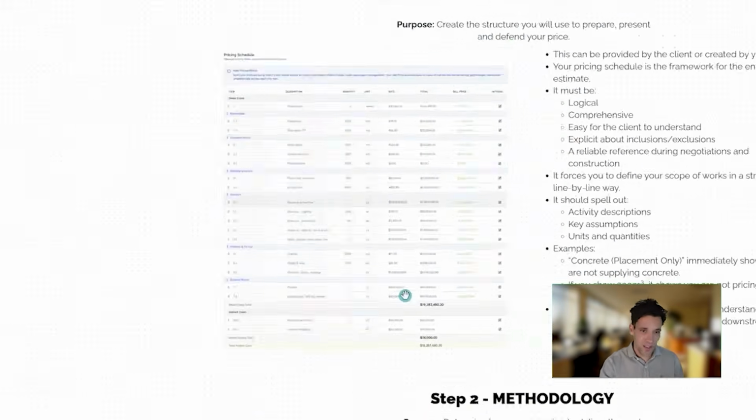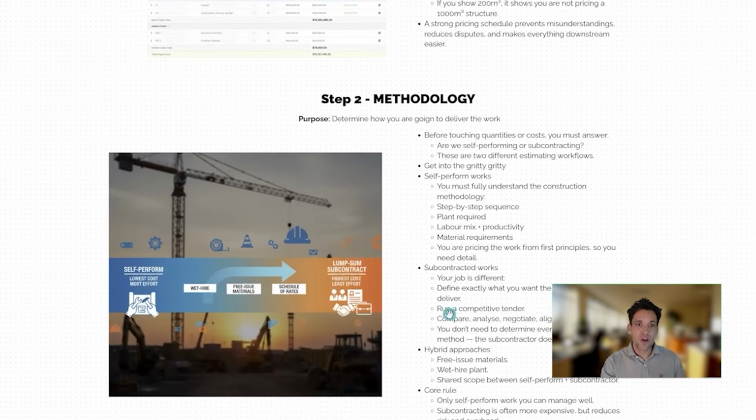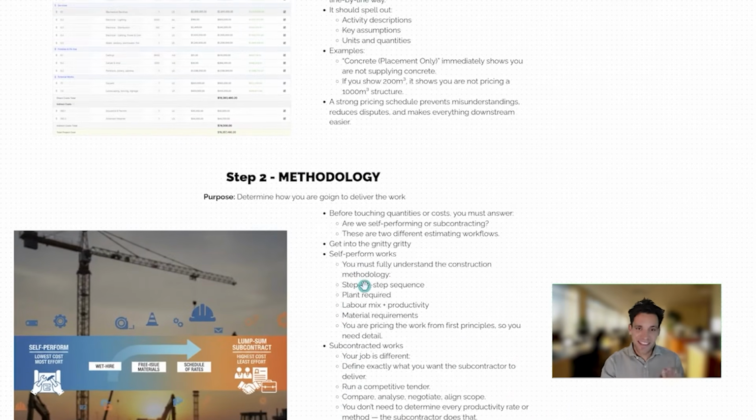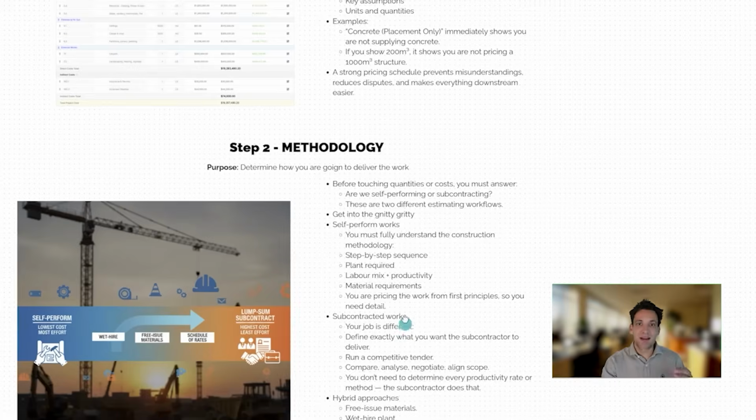Are we planning on subcontracting it? Are we going to use a combination of self-perform and wet hiring a crane? Or are we going to get some sort of schedule of rates contract? Really need to get into the nitty-gritty, understand exactly how we're doing the work. So if we're self-performing the works, we need to fully understand the construction methodology, exactly what materials we need, what sort of consumables, what plant we need to hire, exactly what mix of labor and crew composition.